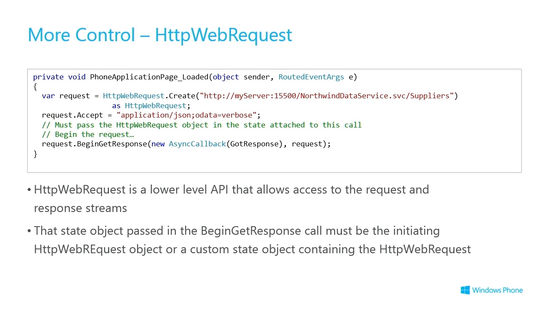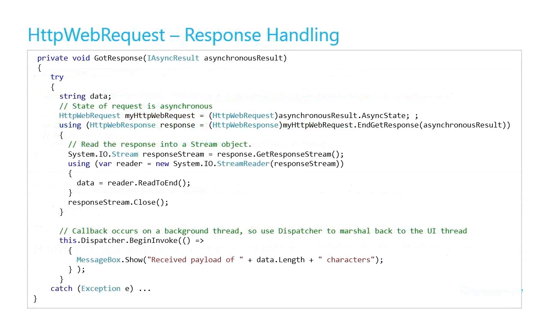And you have to pass, in that begin get response, you must pass the original HTTP web request or a custom object that you've created that includes that HTTP web request instance in it. You need that because you need that to close things off and actually get at the response when the call comes back. And this is what you do in the response.